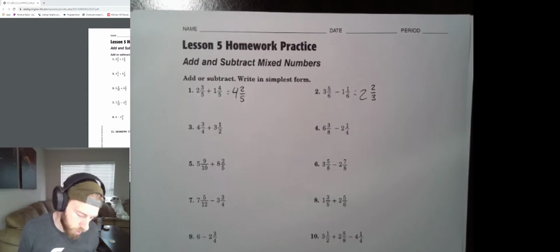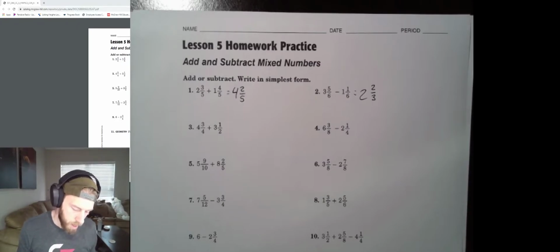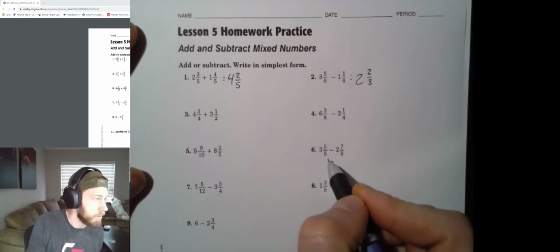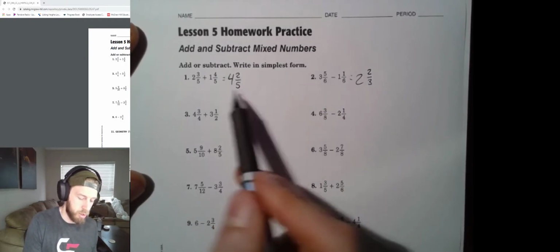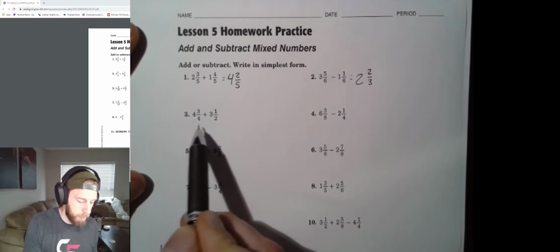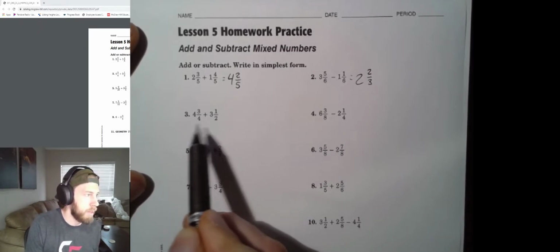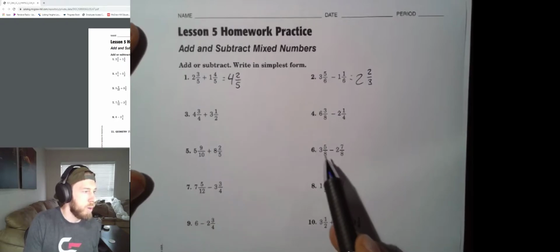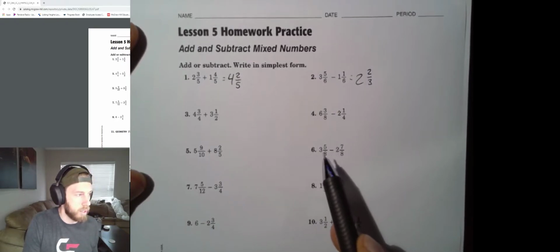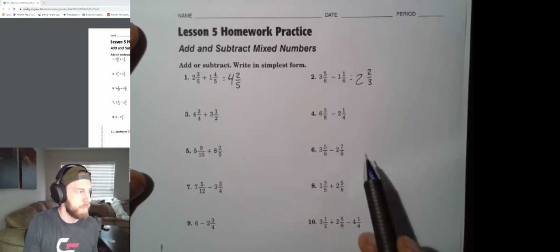Now we're going to bounce around a little bit here, and we are going to go down and solve number 6. Because the rest of these are very similar to the ones we just did, just regular adding and subtracting. On number 3 here, you do have to find a common denominator, but I have a strong feeling you guys would be okay with that. But I do want to jump down here to number 6 and take a look at this. 3 5/8 minus 2 7/8.